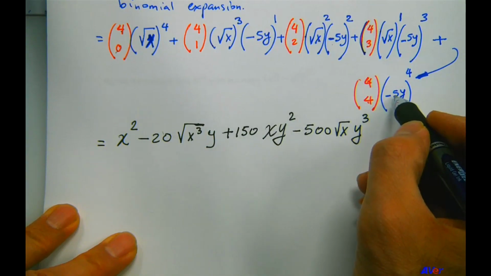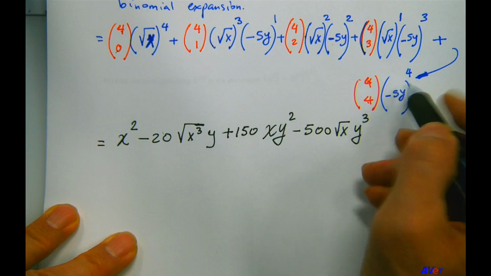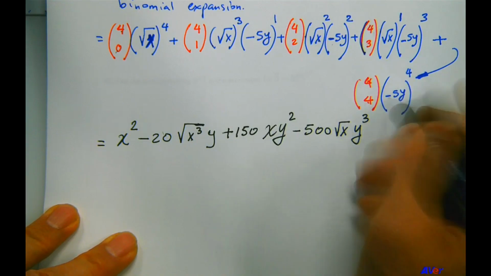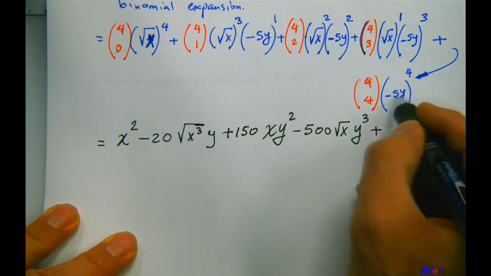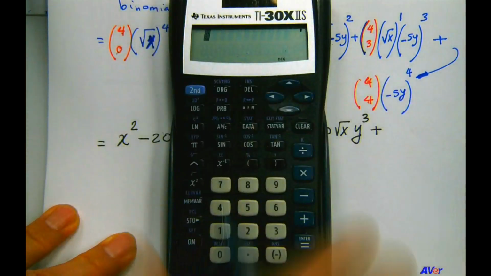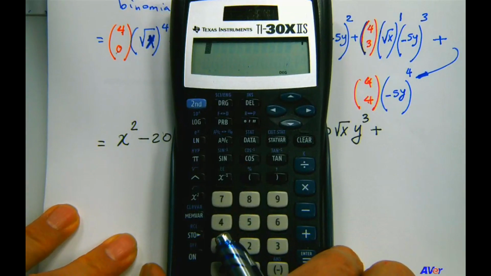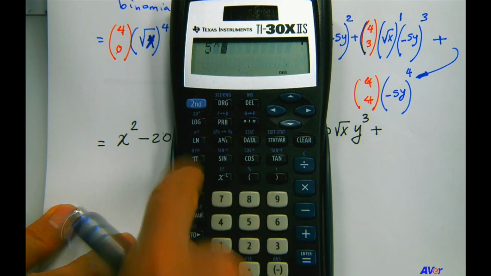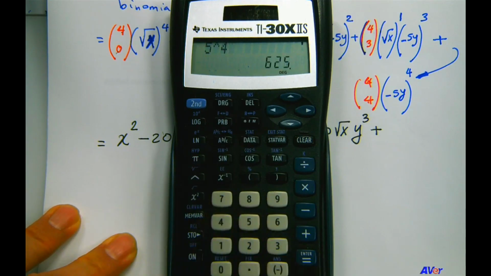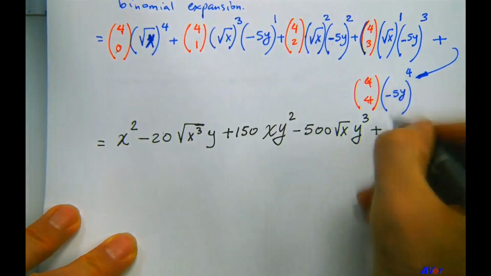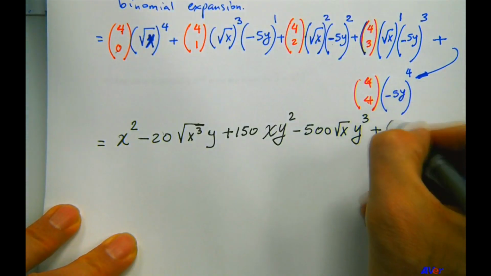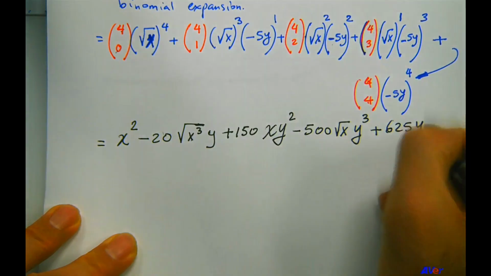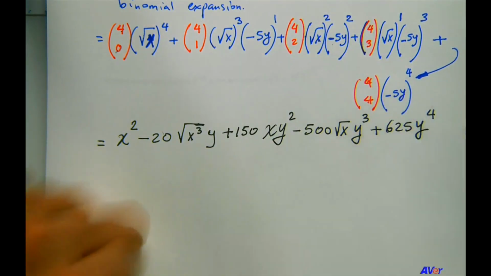Minus 5 to fourth power. I got to be careful here because this 4 will make this positive. So 5 to fourth power, is it 625? Let's see. These are easy numbers, but I still would rather check to make sure. 5 to fourth power, 625. Plus 625 y to the 4th power.